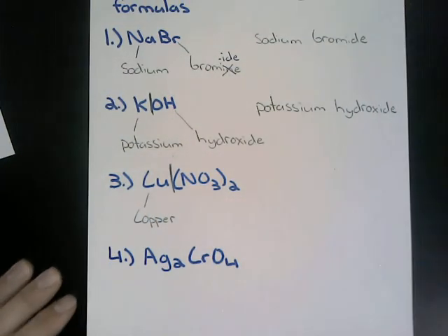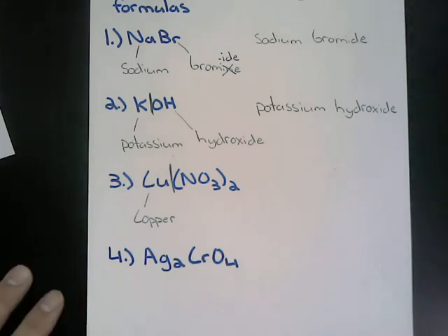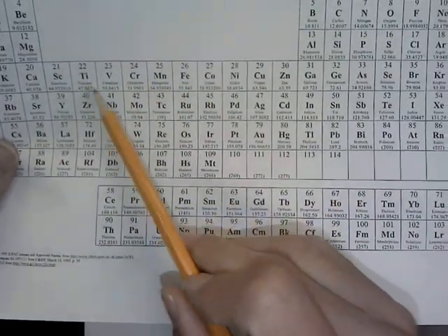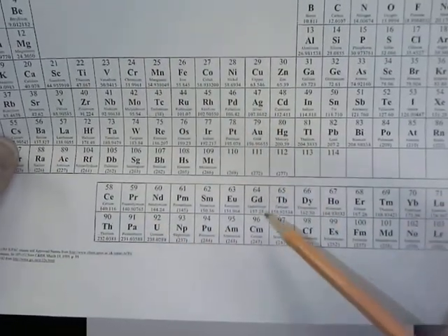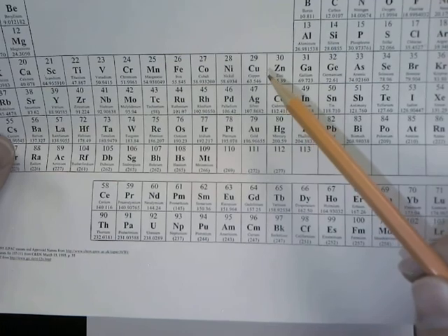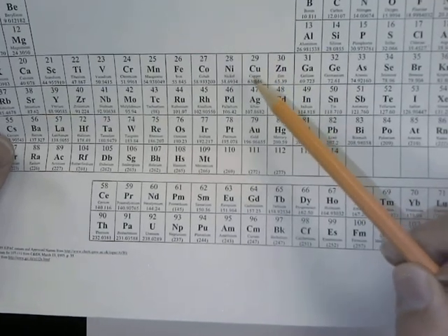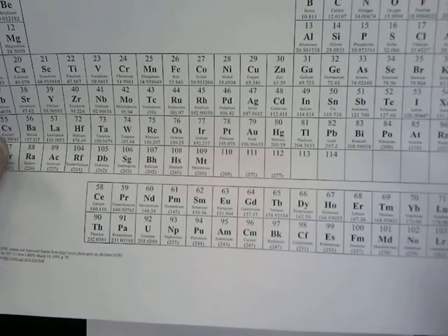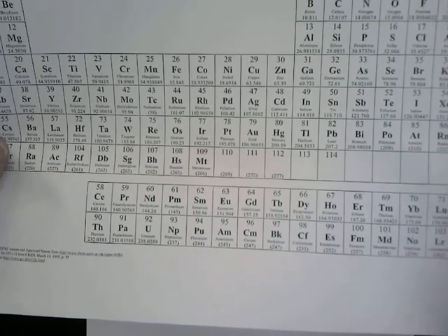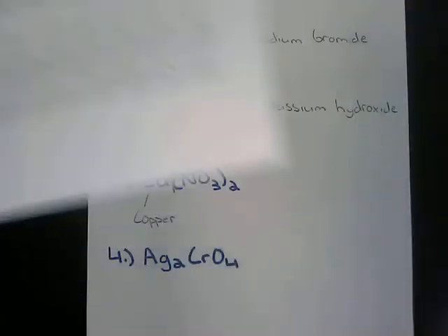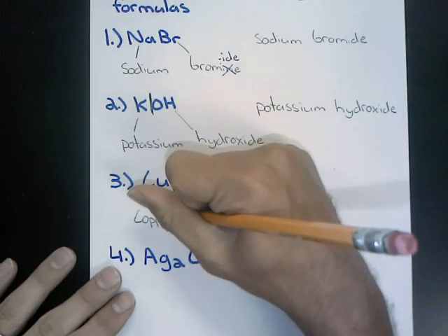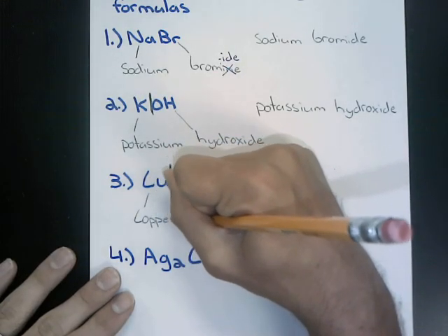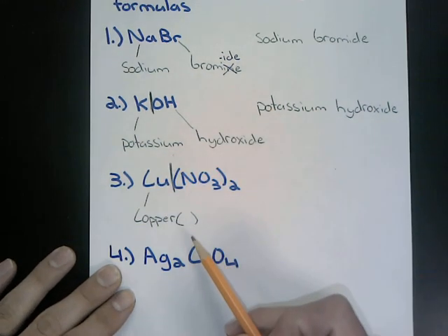And then the second question that we have to ask ourselves is this: is copper one of those transition elements in these middle blocks? The answer is yes. It is right smack in that middle. And so what that means is we are going to have to indicate the charge in parentheses for copper. So what I'm going to do to help us out is I'm just going to leave a blank set of parentheses, and then we'll get back to this.